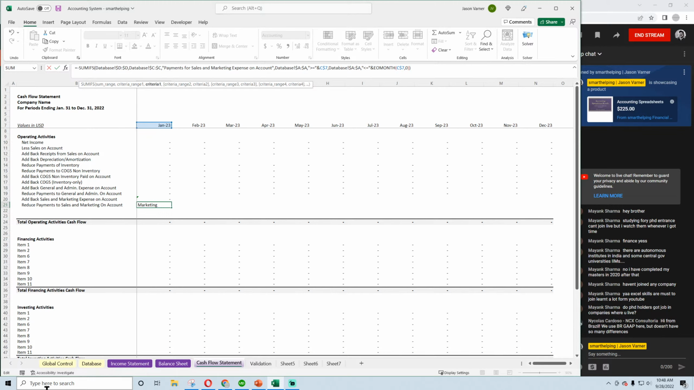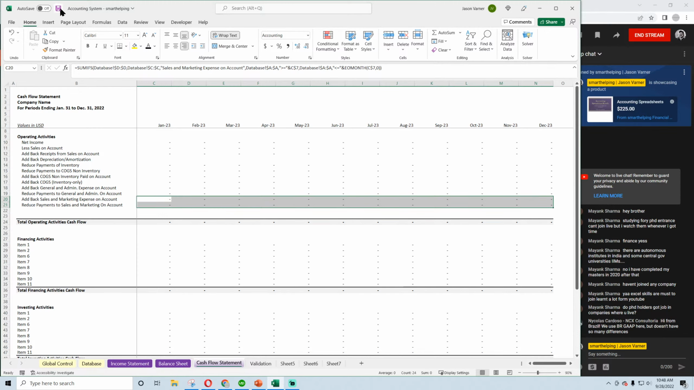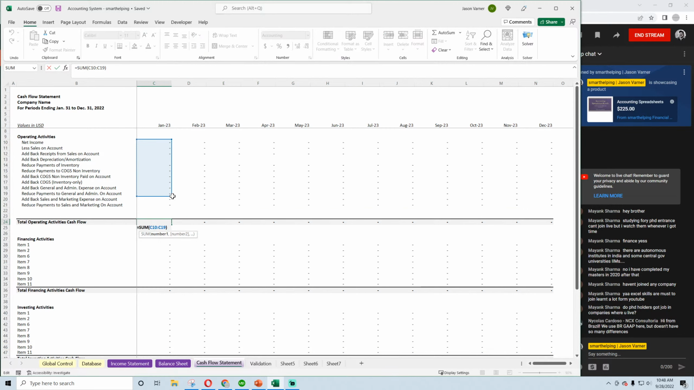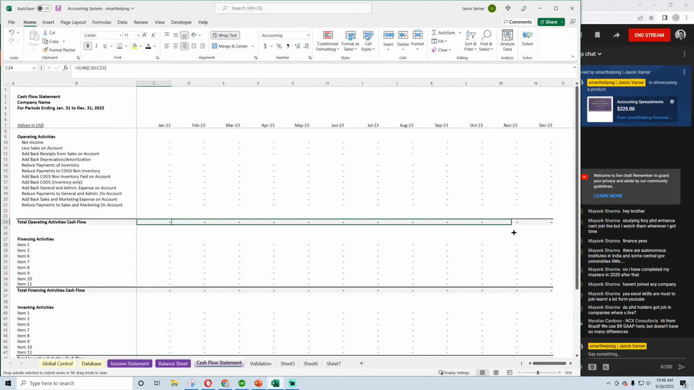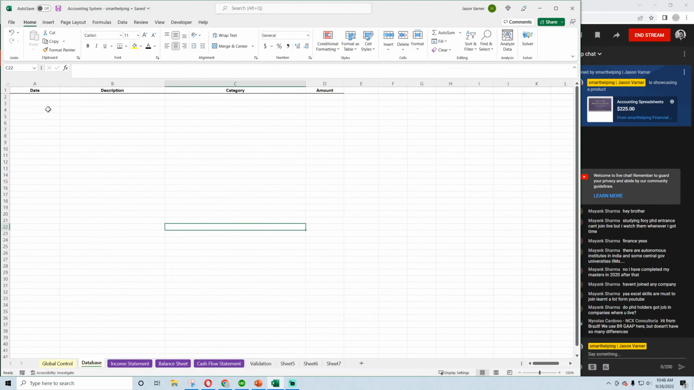Payments for sales and marketing expense on account. Okay. So we code that in there. Make sure this is adding that up. Now, the moment of truth. Let's start adding a couple expense entries in here to see how it works.